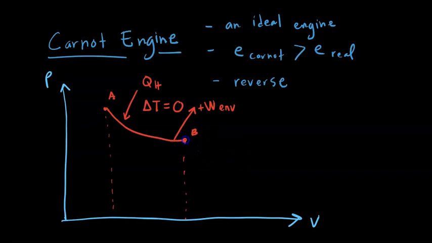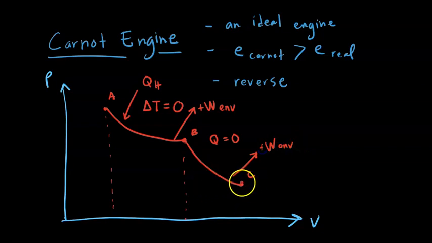The second one is adiabatic expansion. So B to C is adiabatic. And if you guys still remember, adiabatic means Q is equal to 0. And because it is still expanding, we are still doing positive work to the environment.